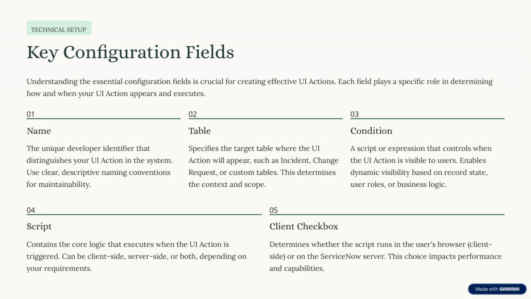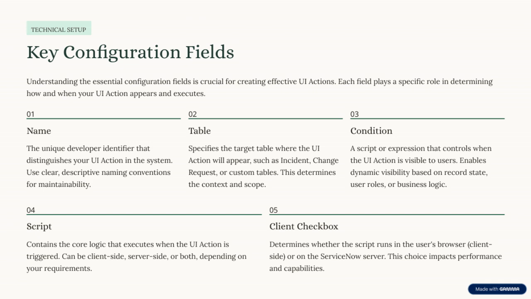Let's talk through the key configuration fields for creating effective UI actions. First, we have the name. This is your unique developer identifier, so it's important to choose a clear and descriptive name that helps you and others easily understand what this action does. Next is the table field, which specifies the target table where your UI action will appear, like incident, change request, or a custom table. This setting determines the context and scope of your action.